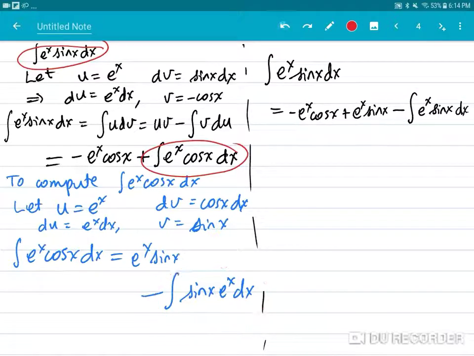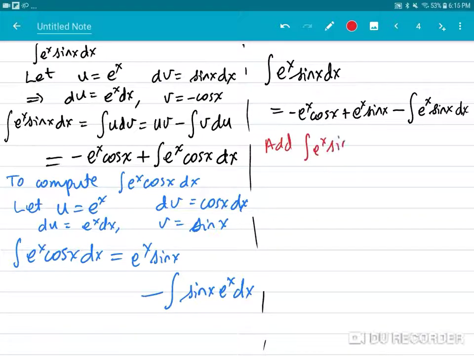There's a little trick that we use here. In this case, we will add this integral on both sides. We add the integral of e to the x sine x dx on both sides of the equality, so that this, we're going to bring it to the left side, because that minus, when you add, in other words, you're bringing it to the left side of the equality. Okay? So let's do that.